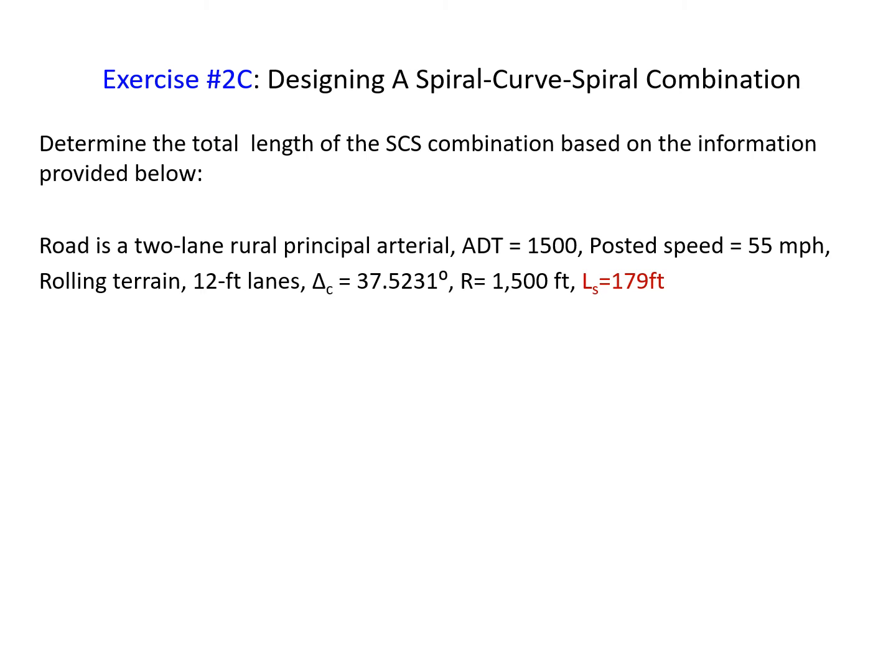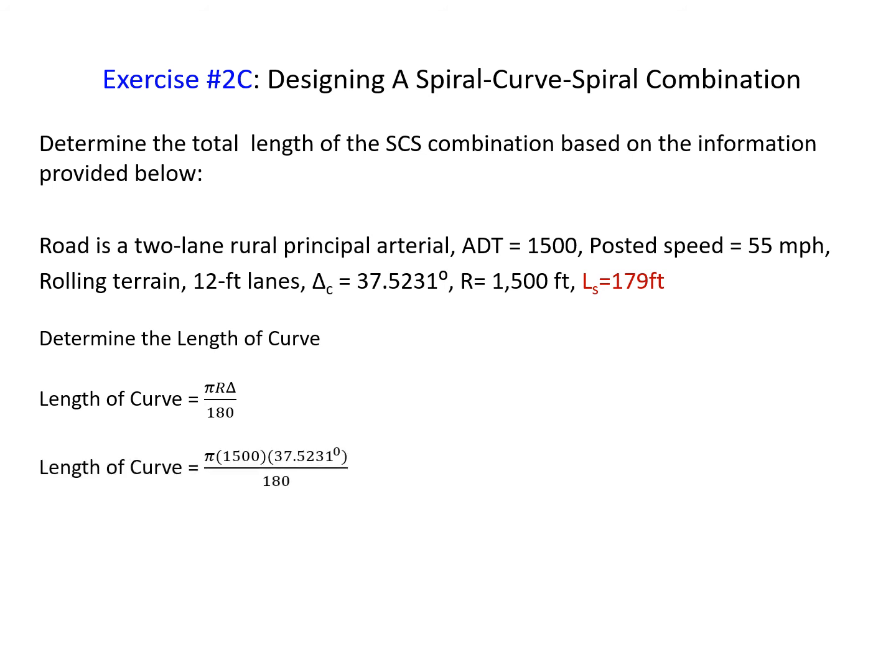Now that we have the spiral length, we're going to go ahead and calculate the curve. And to do that, we're going to use the following equation of the length of curve equal to pi r times the central angle over 180 degrees. So if we fill in the numbers for that, we get the following, and then the final answer of 982.35 feet.